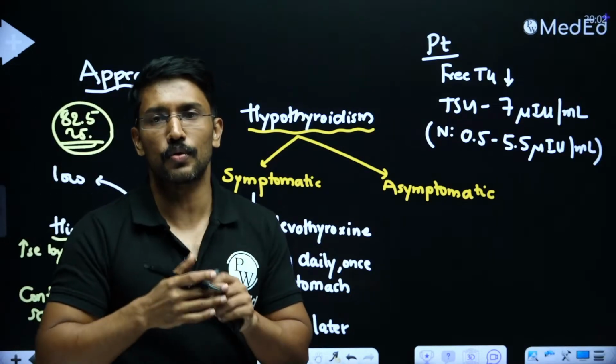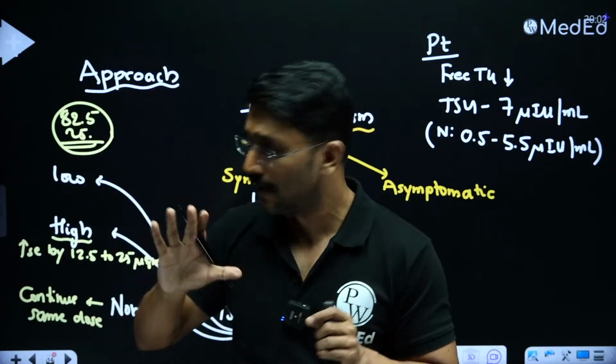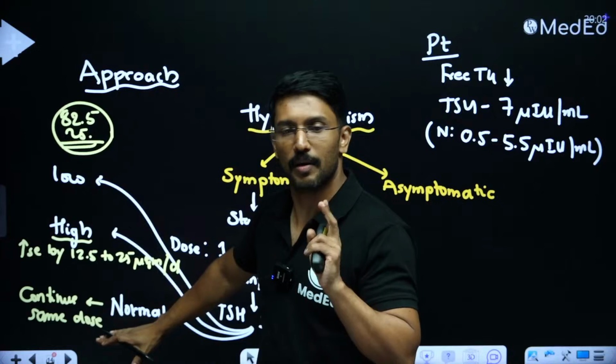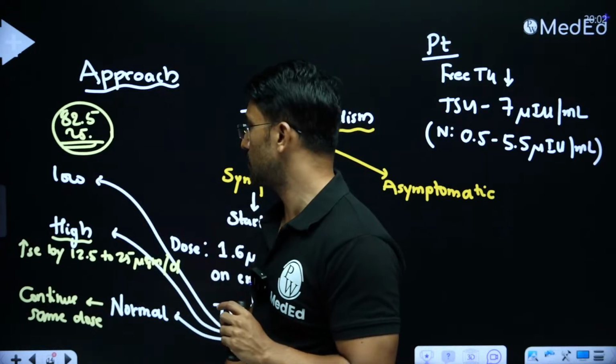Once I do the new dose, again I will repeat the TSH after 10 weeks. So we will run the 10-week cycle till I get the TSH coming under normal range. Once it is in the normal range, that means our hypothyroidism is controlled.